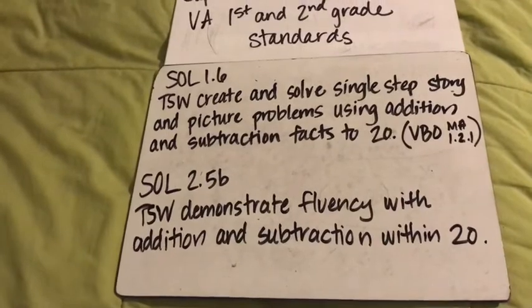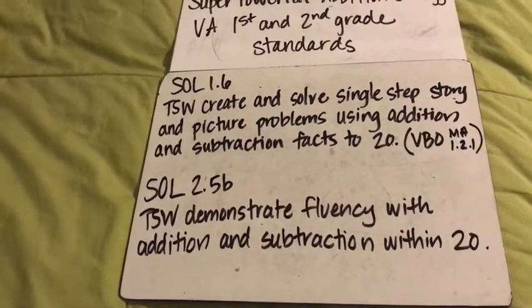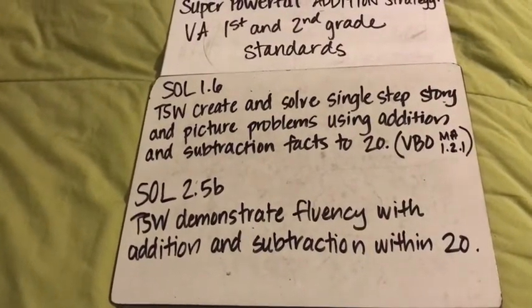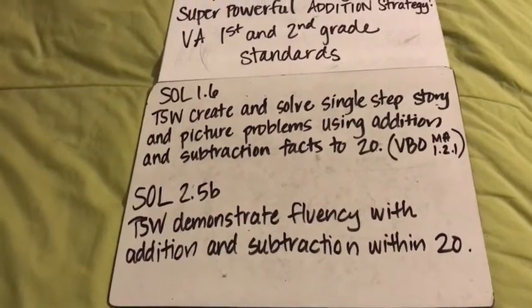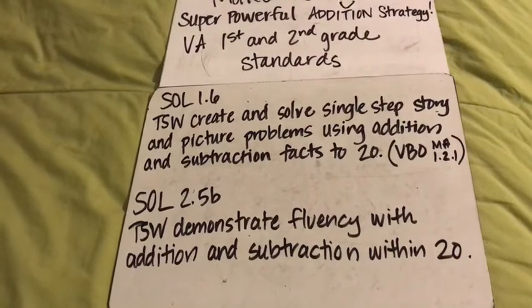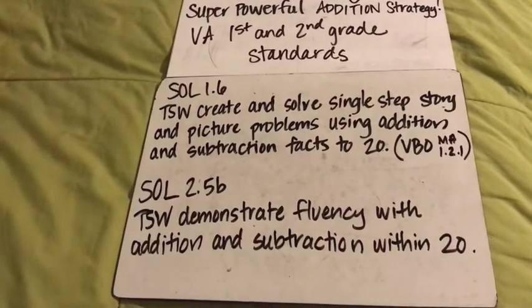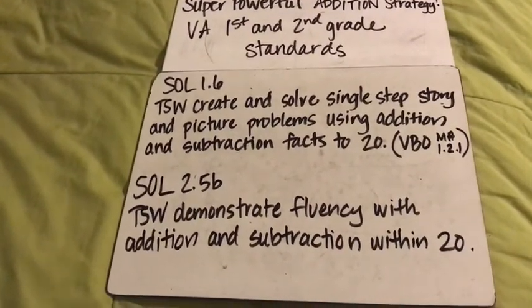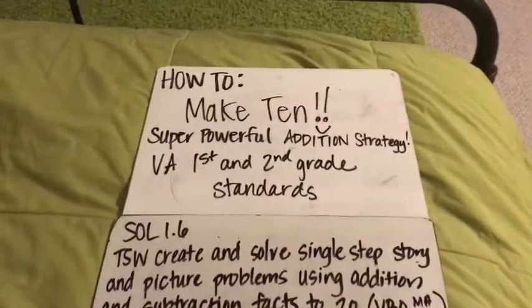But the big thing to understand is that as soon as kids run out of fingers, because we only have 10 fingers, we cannot rely on our fingers to count anymore. We need to develop more efficient strategies for addition and subtraction. One of the most efficient strategies for addition is to make 10.